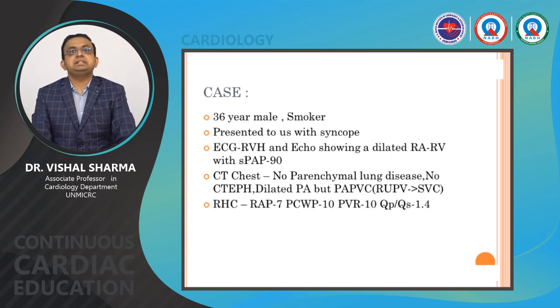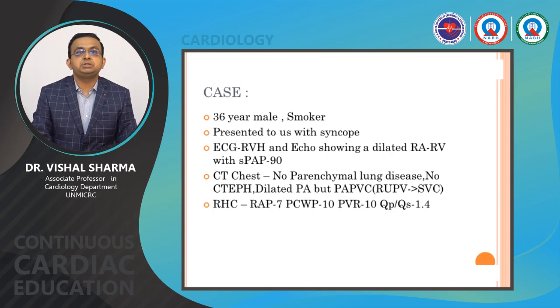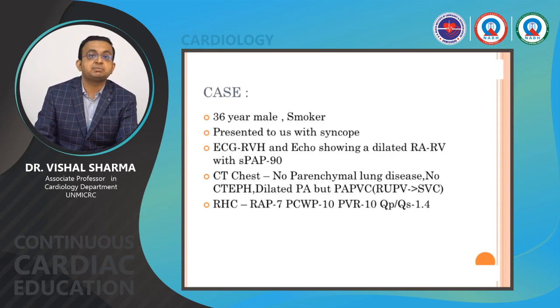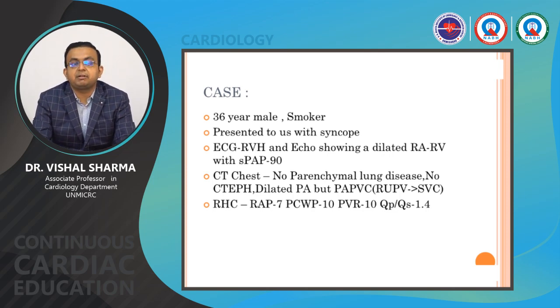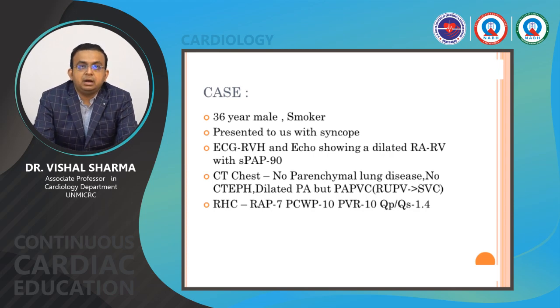So after this presentation, I think everyone must be ready to discuss an interesting case. So let us discuss an interesting case. This is a case presented by the institute, and let's see how well we understand patients with pulmonary arterial hypertension. So this was a 36-year-old male smoker. He presented to us with syncope. He was basically a football player, and he was playing football at a ground and presented with syncope.